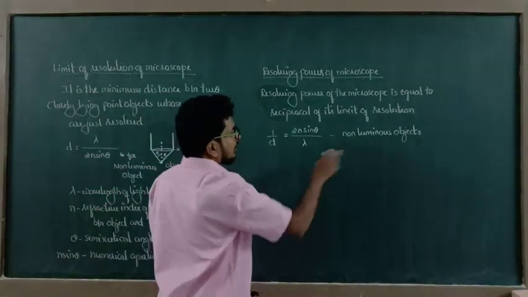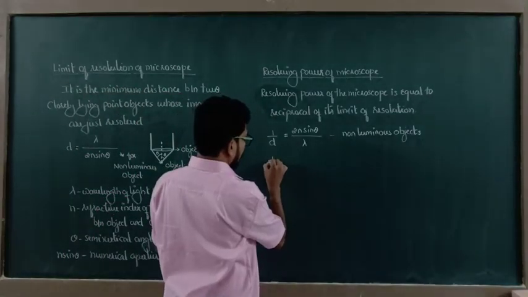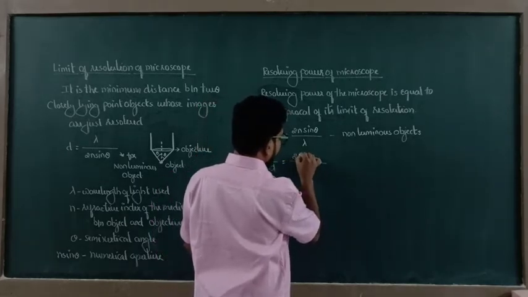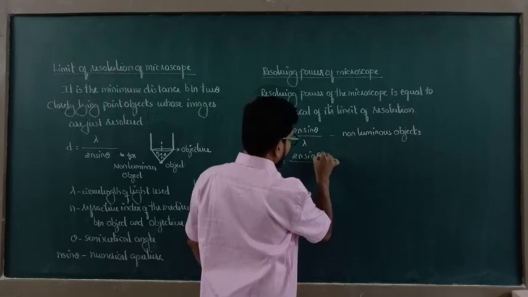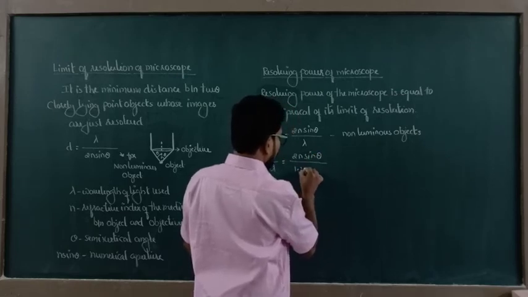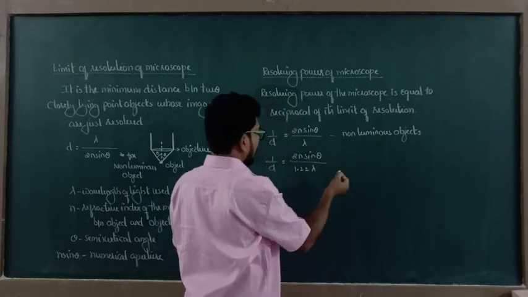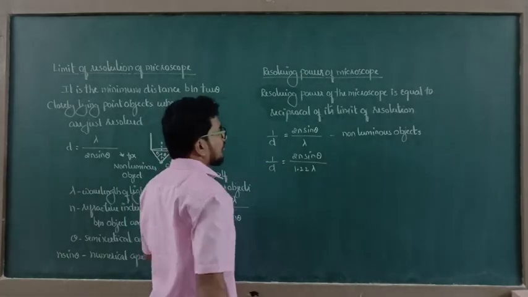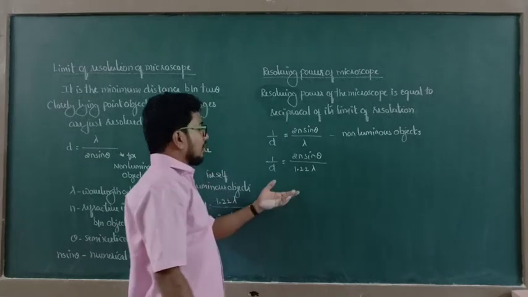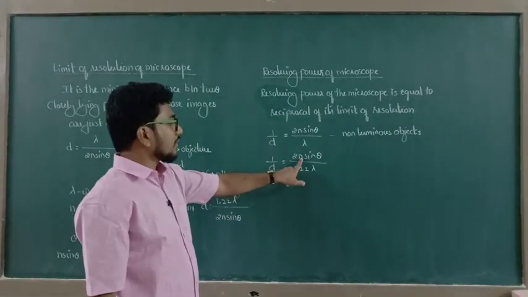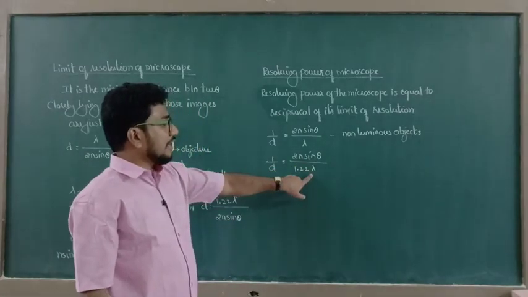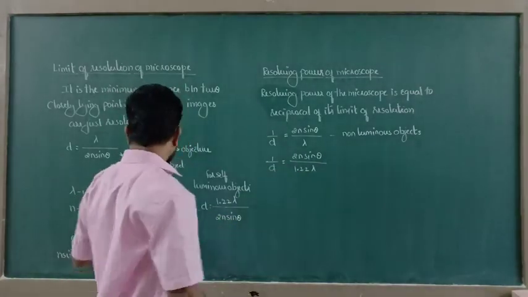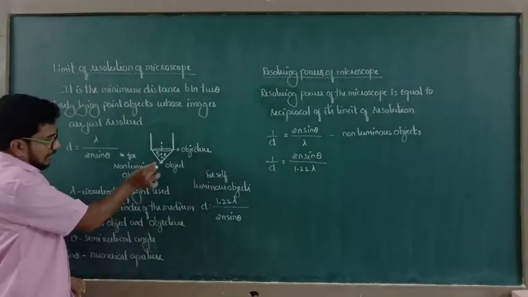And for self-luminous, 1 by d is equal to 2n sin theta divided by 1.22 lambda, where 1.22 is the correction factor. Here 1 by d itself indicates resolving power, and n is the refractive index of the medium, lambda is the wavelength of light used, and theta is the semi-vertical angle, this angle here.